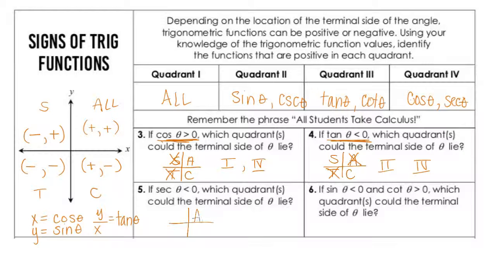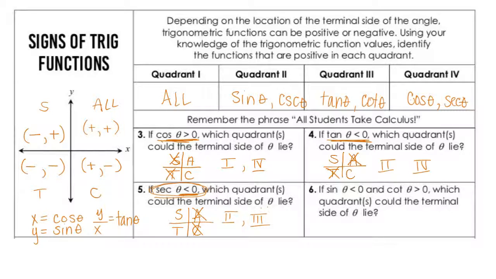Let's go through this one. ASTC again. But now we're given secant. What is secant the reciprocal of? Cosine. Secant is 1 over cosine. So this is saying that cosine is negative. So I should be able to mark out the first quadrant. And what other quadrant can I mark out? The fourth. Because again, cosine's positive in the fourth. So what 2 quadrants are left? The second and third.